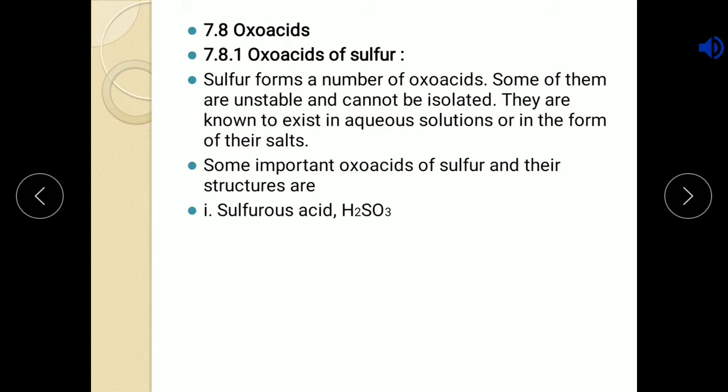So let us start. The structure of H2SO3 is like this. Contains sulfur attached to two OH groups by single bond, one oxygen atom by double bond, and there is one lone pair. So this is the structure of sulfurous acid. Second is sulfuric acid. You are all familiar with this acid, and that is H2SO4. Now, the structure of sulfuric acid is like this. It contains two S-OH bonds and two S double bond O. That means it has two hydrogen atoms, one sulfur, and four oxygen atoms arranged like this. So it is the stable form of sulfuric acid and the most widely used form of sulfur.